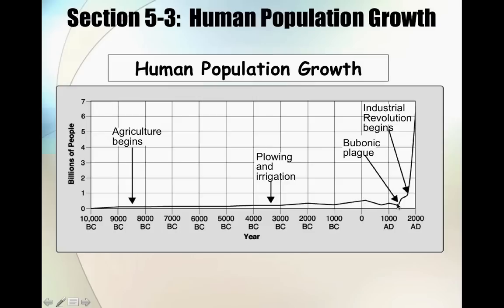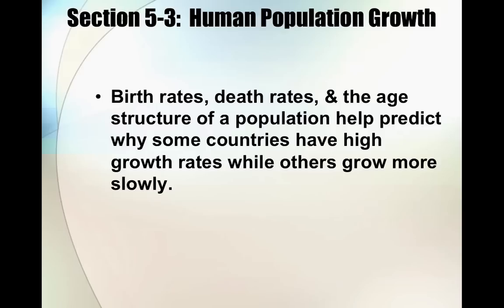We have a sharp decrease that happens around 1500 AD. That's due to the bubonic plague, and then right around 1700, you have the Industrial Revolution. The Industrial Revolution makes life a lot easier, and we have huge population growths.